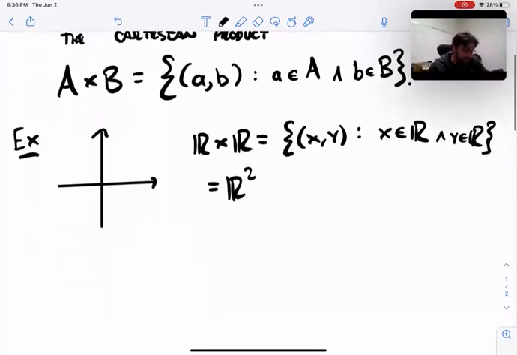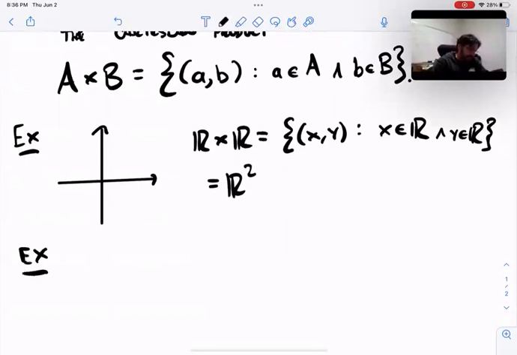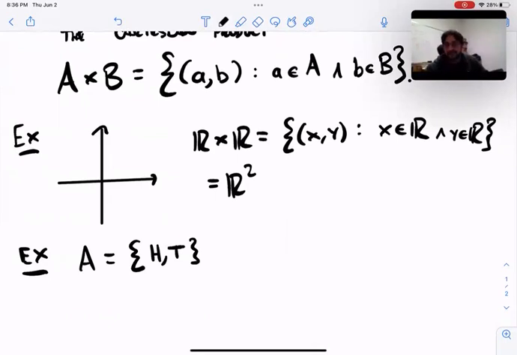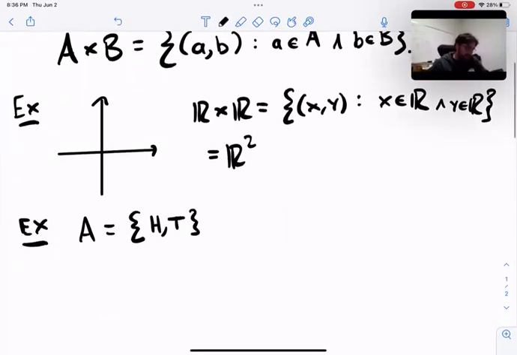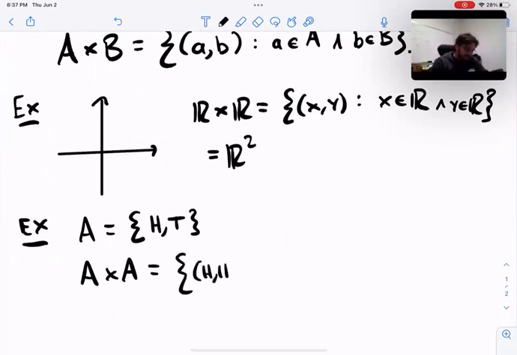But you can do it with any set. You don't have to necessarily do it with real numbers. It could even be just tiny little finite sets. For example, suppose the set A is just heads, tails, and you're just thinking about flipping a coin. You can say, all right, what happens if I flip two coins? Well, the cross product essentially enumerates all of those outcomes. What can you have? You could have a heads and a heads. You could have a heads and a tails. You could have a tails and a heads. Or you can have a tails and a tails.